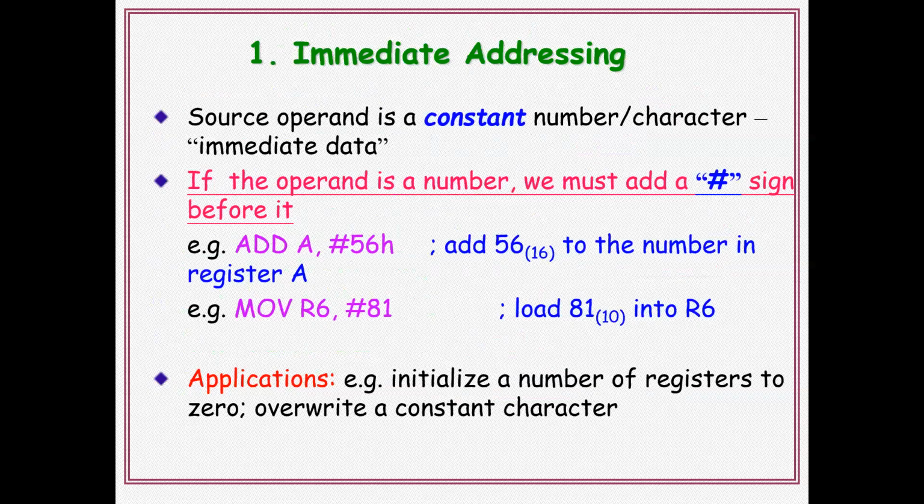In the second example, MOV R6, #81h. So here the hash indicates that it is an immediate value, and that immediate value 81h is loaded into R6. Next, applications of this immediate addressing mode. For example, initialization of any variable, initializing a number of registers to 0, or overwriting a constant character. In these cases, we can use this immediate addressing.